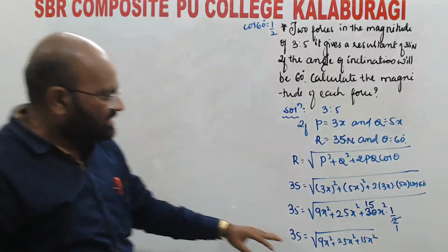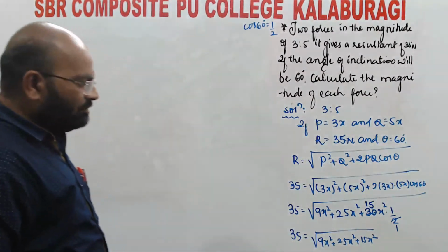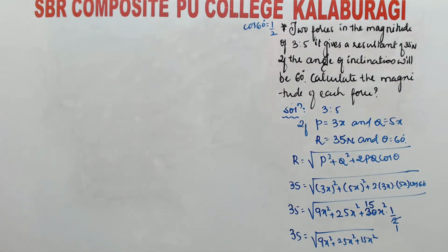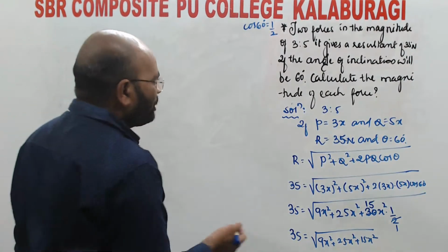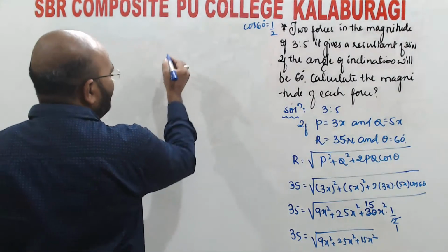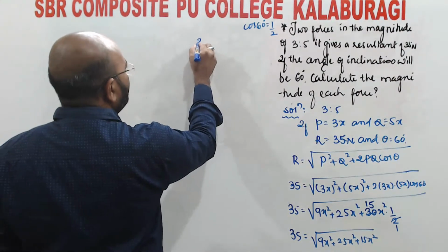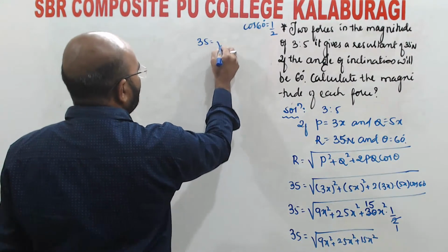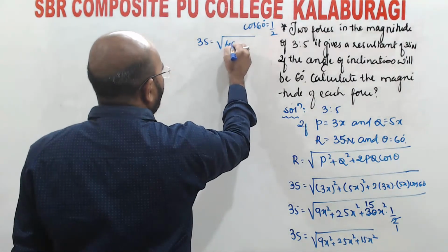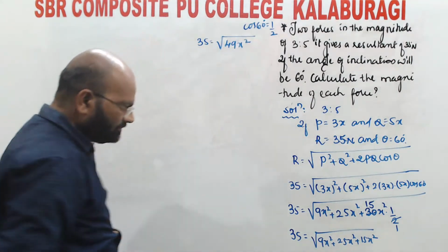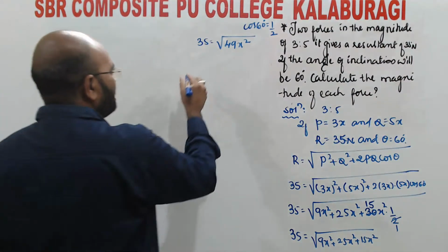We have all the similar terms there. So 9 plus 25 plus 15, you add all of it, is equals to 49. We get 49x square. So here we get 35 is equals to under root of 49x square. Now separate the root for this. What do you get?